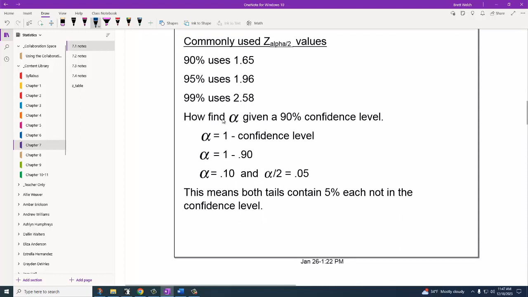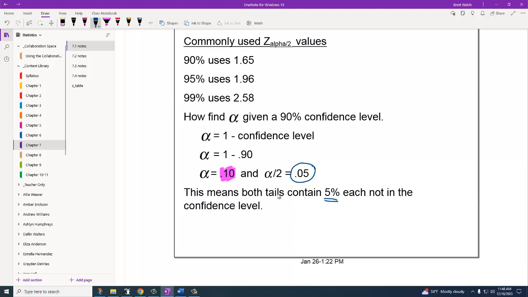If I wanted to do this by hand, let's say I go through the process of finding alpha for a 90% confidence level. I start by figuring out what area is left out. If I'm 90% confident, then I have an area of 0.10. That has to be cut in half, so I put half on each tail. When I cut alpha over 2, I end up with 0.05. That means 5% is on each tail.